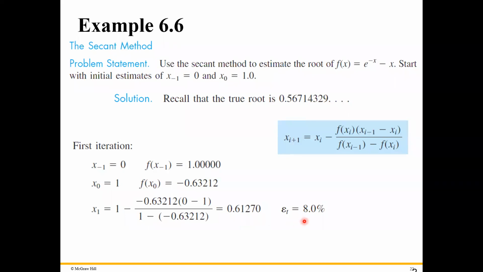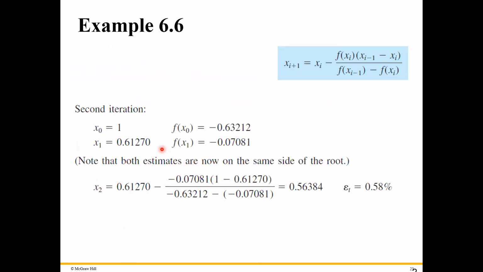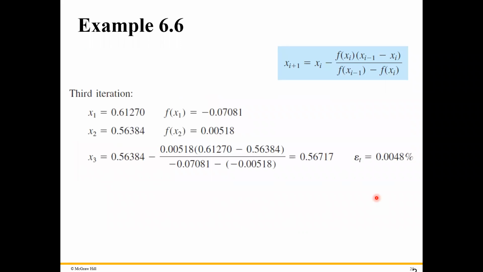When we compare it with the true value, the true percentage error is 8%. Similarly, we can have the second iteration, and then we get a true percentage error of 0.58%. And we can have the third iteration. In this case, the true percentage error will be 0.0048%. So you can see that this method converges rather rapidly.